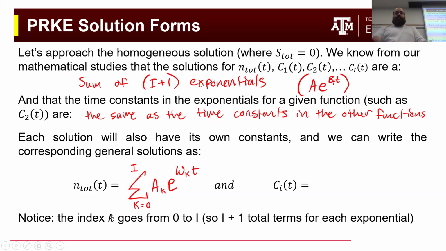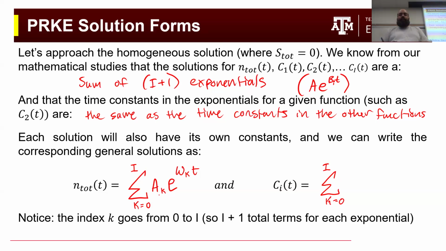This approach of the sum means that we end up with I plus 1 terms because we're starting at 0. So k would go from 0 all the way up to big I. Like if I was 3, then you would have 0, 1, 2, 3, which means you would have four terms in total, I plus 1. And similarly for the CI, it's going to look like a sum, also going from k equals 0 to big I.